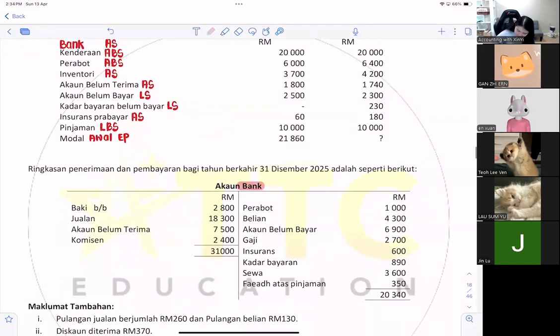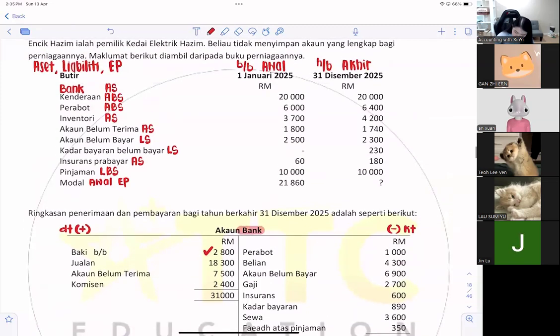Now, our bank has shown us ringkasan penerimaan dengan pembayaran. Debit side is positive, credit side is negative. So money comes in and money goes out lah, correct? So the best part about this question is they have calculated for you what is your total on the left. What is the total on your right? Okay, so they did it for you already. Basically, you just need to compare the two numbers to find out what's the balance in your account bank now, because baki BB already given 2,800. So you can put that at the 1st January section.